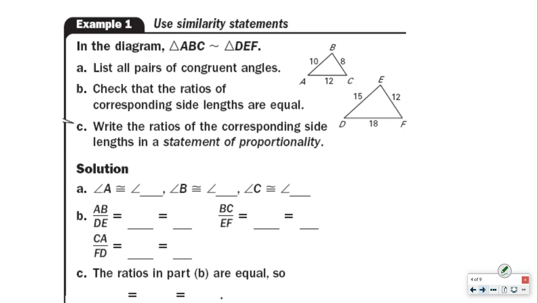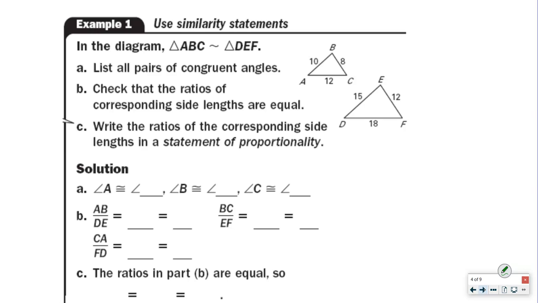So let's put it into practice and see what we come up with here. In this diagram, we know that triangle ABC is similar to triangle DEF. We need to list all pairs of congruent angles and check that the ratios of corresponding side lengths are equal, and write the ratios of the corresponding side lengths in a statement of proportionality.